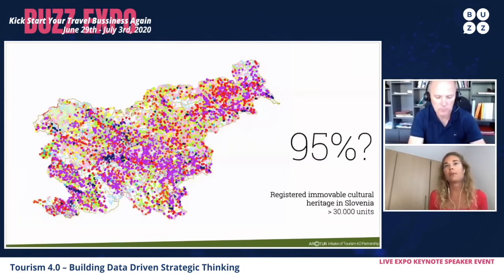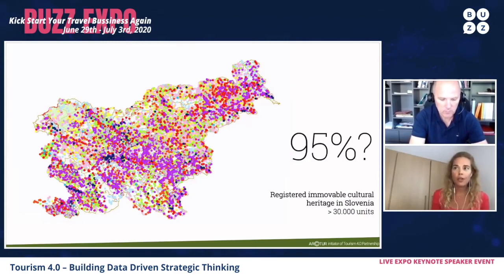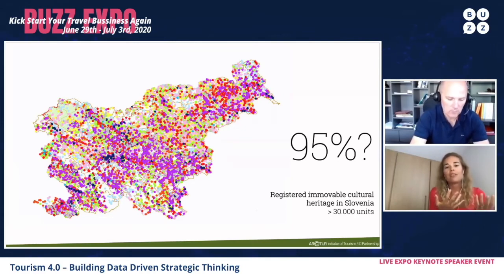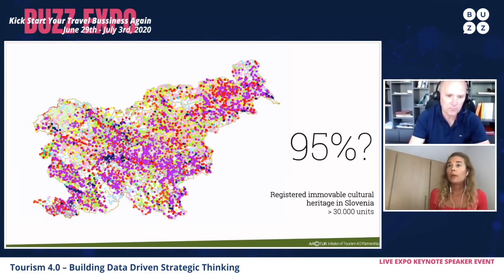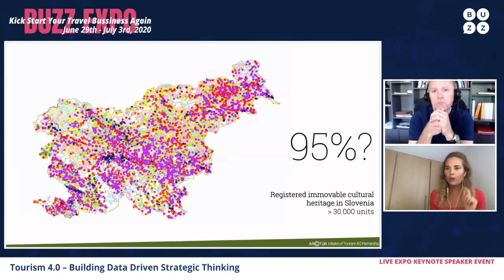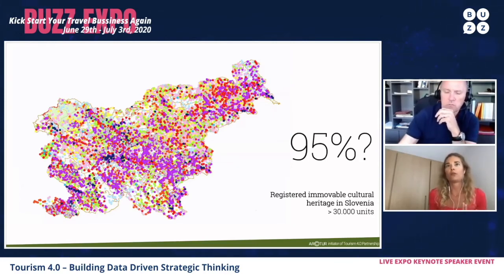This is, for example, the map of Slovenia and the register of immovable cultural heritage. 59% of it, we say, are our hidden gems, which we don't take advantage of. And the situation in other countries is pretty similar. What we are also doing now in Slovenia, with the help of the country, is finding the destination, finding these gems and using technology to make new tourist offers out of them.